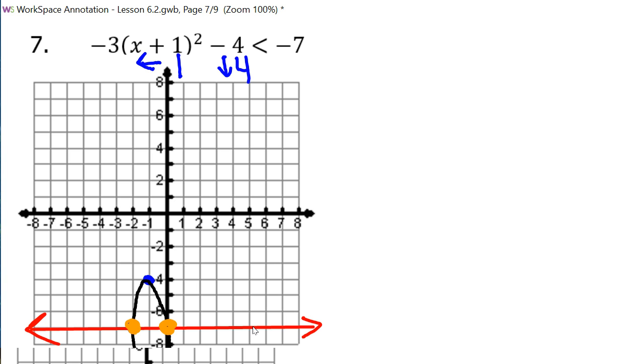Now I have to figure out, am I shading the arms or the vertex? So look at our symbol. If it's a left hand, do we shade above or below? Below. So when we shaded below, did we shade the arms or the vertex? So if we shaded the arms, is this an and or an or? Or. So make sure you have the word or in the middle.